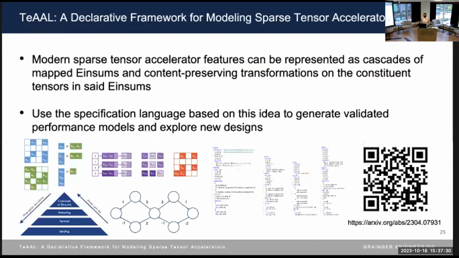This presentation described the core insights behind TeAAL, that modern sparse tensor algebra accelerator features can be represented as cascades of mapped einsums and constant-preserving transformations in the constituent tensors in said einsums. We use this insight to design a specification language for sparse tensor algebra accelerators and build a compiler that translates these specifications into performance models. We validated the performance models and used TeAAL to improve accelerators for vertex-centric programming.